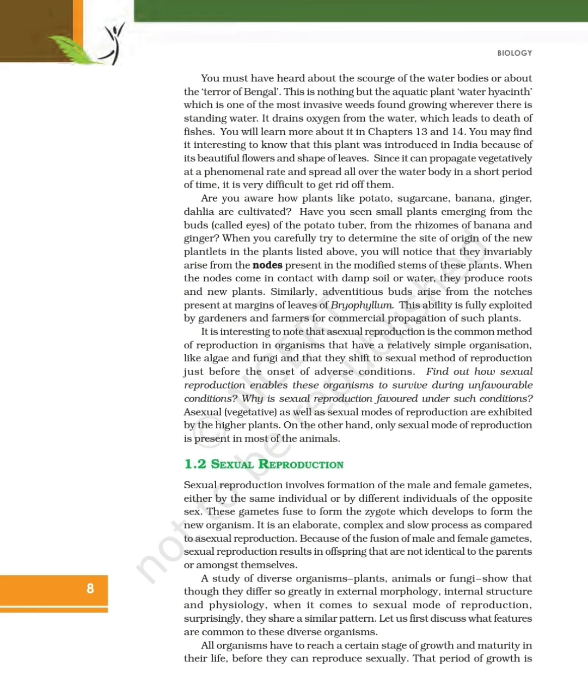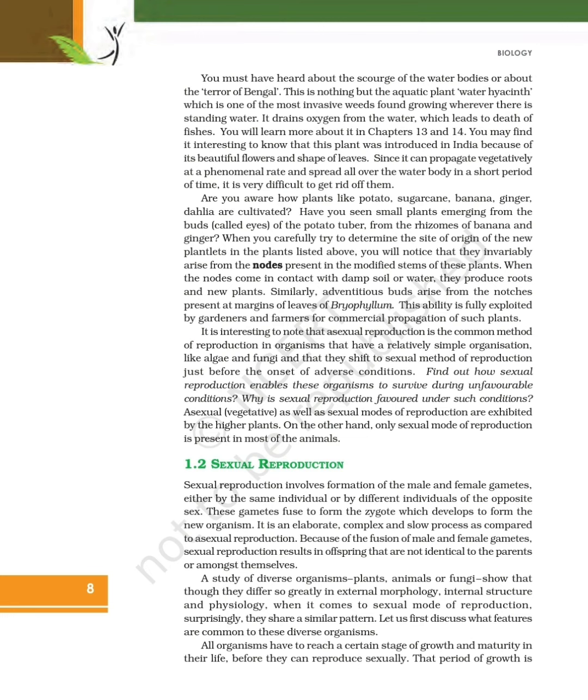parents or amongst themselves. A study of diverse organisms, plants, animals, or fungi show that though they differ so greatly in external morphology, internal structure, and physiology, when it comes to sexual mode of reproduction, surprisingly, they share a similar pattern. Let us first discuss what features are common to these diverse organisms. All organisms have to reach a certain stage of growth and maturity in their life before they can reproduce sexually.